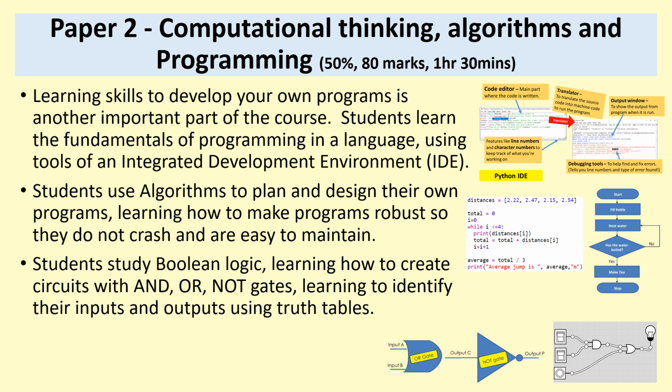We also learn about different algorithms and how to plan and create your own algorithms for different problems and different situations that you're given. We also look at how algorithms can be used to do things such as searching and sorting of data. Students also have to learn about Boolean logic with logic gates such as AND, OR, NOT, and how they can be used to predict and create outcomes, and looking at the inputs and outputs through things such as truth tables. All of these are skills which are then tested within the paper at the end of the course.